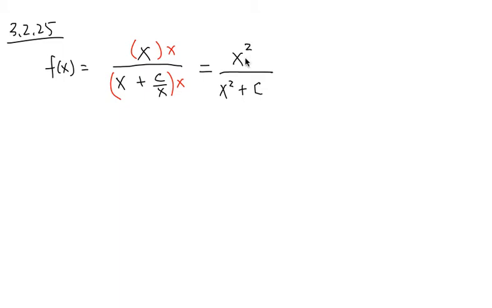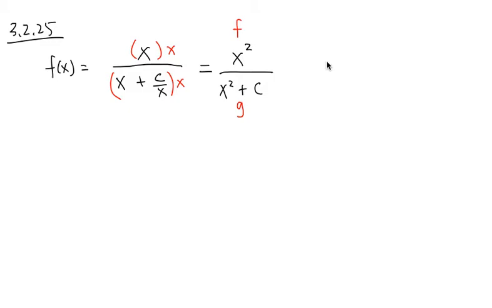So this is how innocent our original function looks: x squared over x squared plus c. That's all, right? No big deal. It's just a regular rational equation. Now, on the top, let me label f, bottom is g.